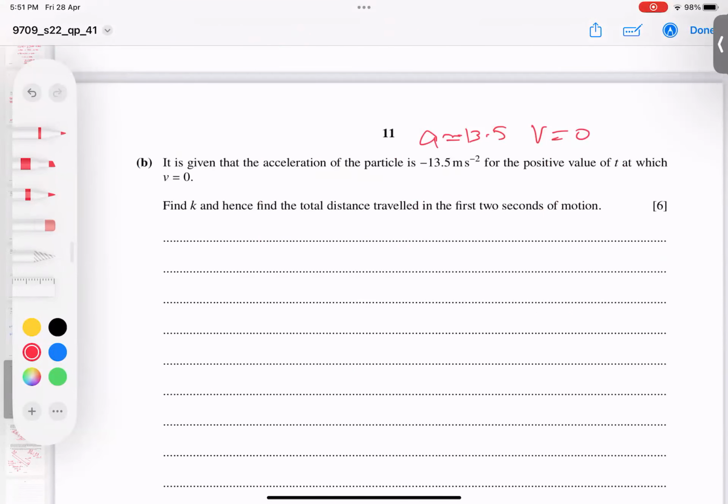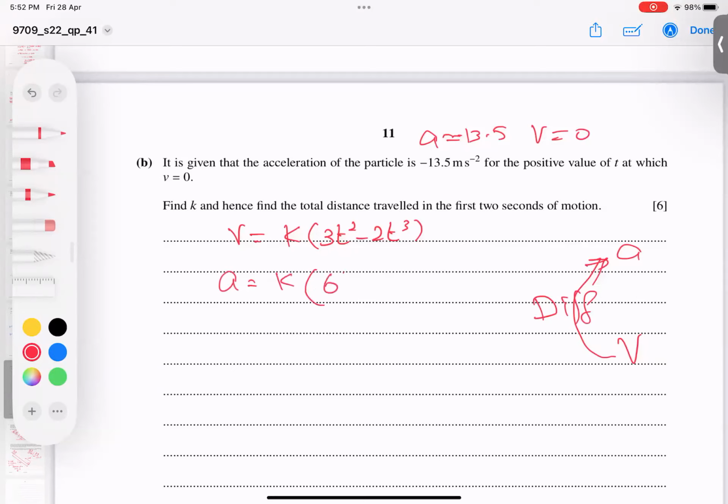So I have velocity, and what is the velocity expression? It is K times (3t² − 2t³). We all know it very well, students. From velocity, I know I need acceleration. Okay, students, when I need acceleration, I always go for differentiation. So I differentiate to get acceleration.